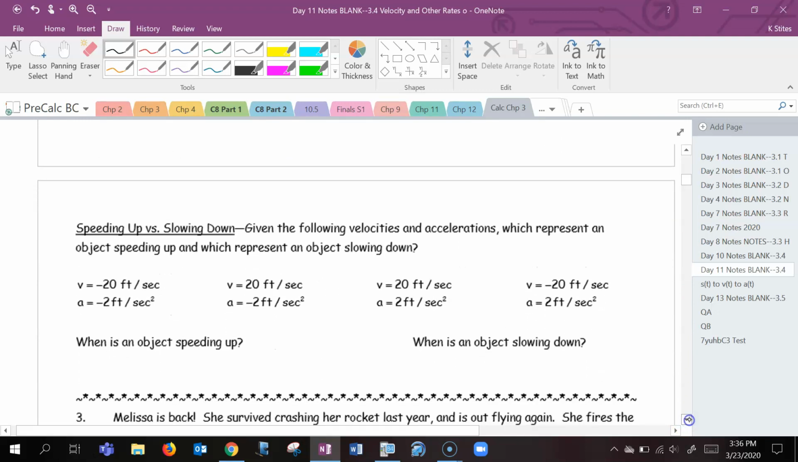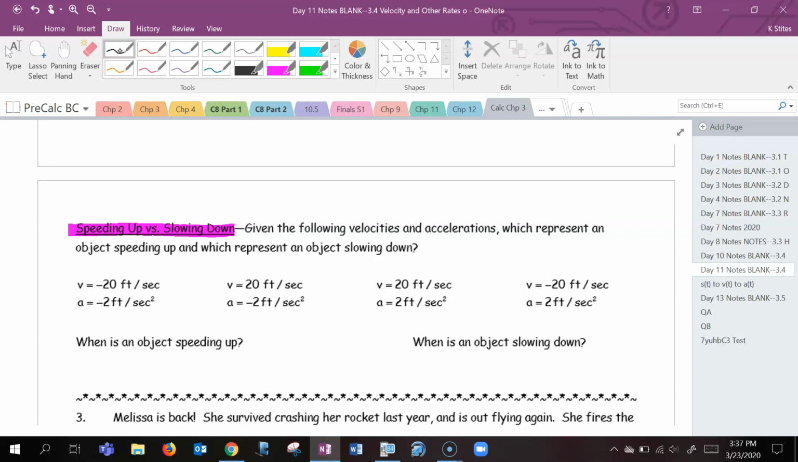Speeding up versus slowing down. This is like a super controversial topic. I want you to look at these given velocities and accelerations, and I want you to think about which of those objects are speeding up and which represent an object slowing down. Okay, and there are 2 of each. So I want you to pause the video. I want you to think for a second, which is talking about speeding up, slowing down. And when you're ready, when you have an answer, come back to the video.